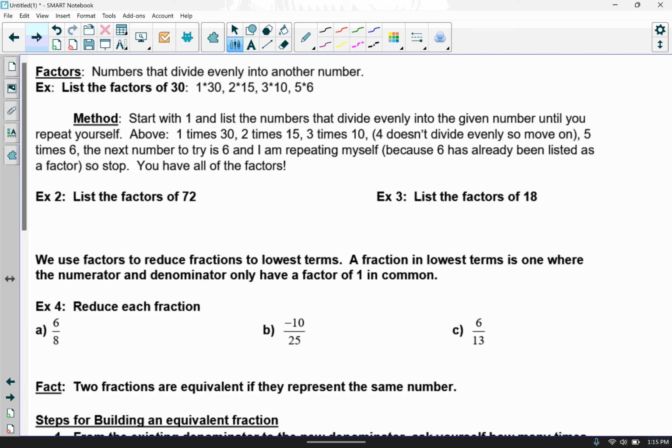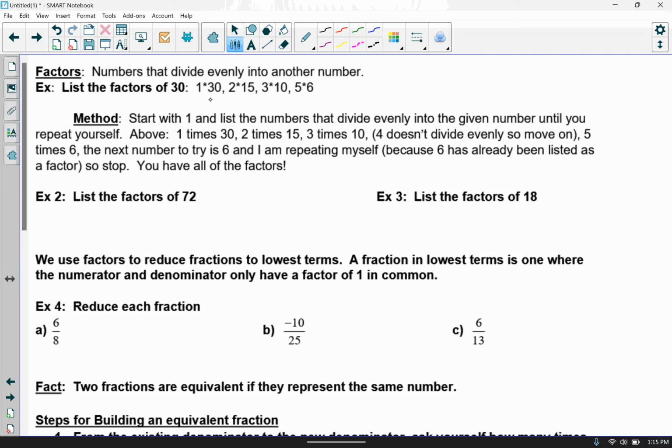And we're going to talk about factors at the top of the page. Factors are numbers that divide equally into another number. The example I have here is I want us to list the factors of 30. The way I help myself generate all of the ways that would multiply, or all the numbers that divide evenly into 30, is that I just try to go down the list of numbers and be methodical about it.